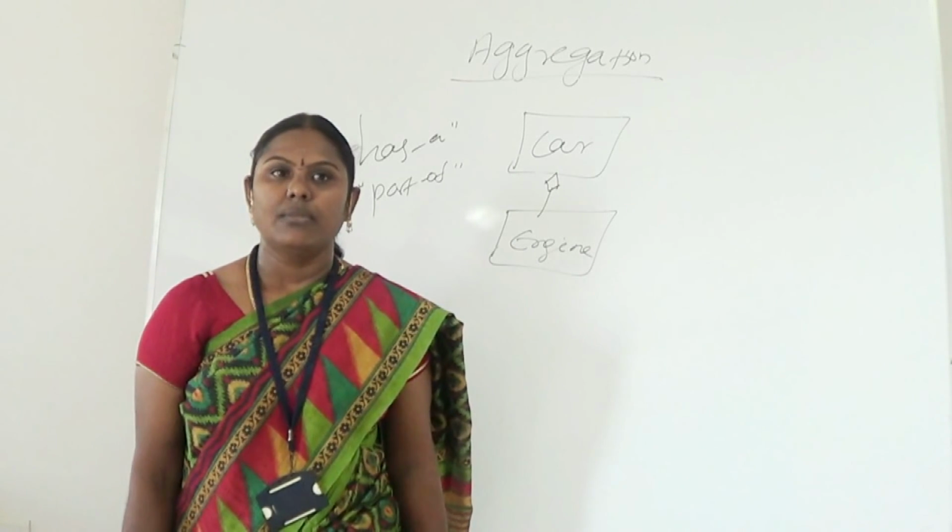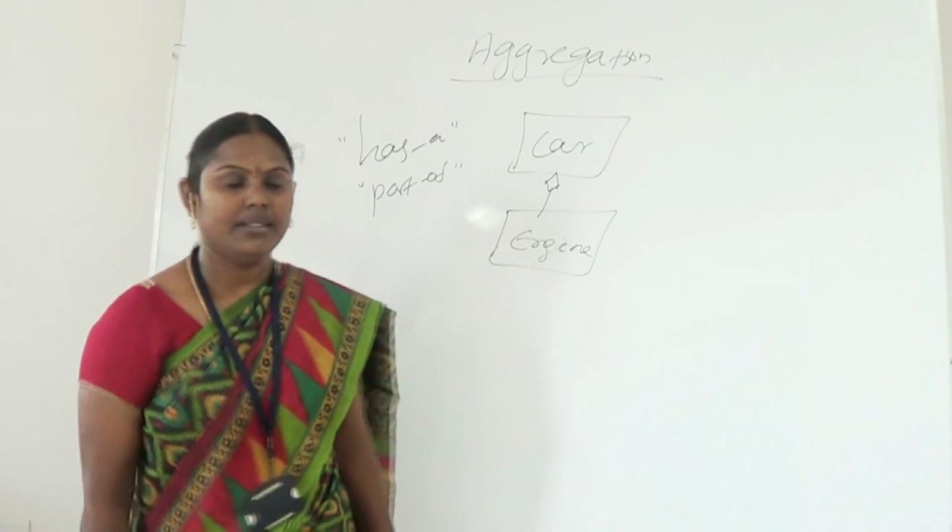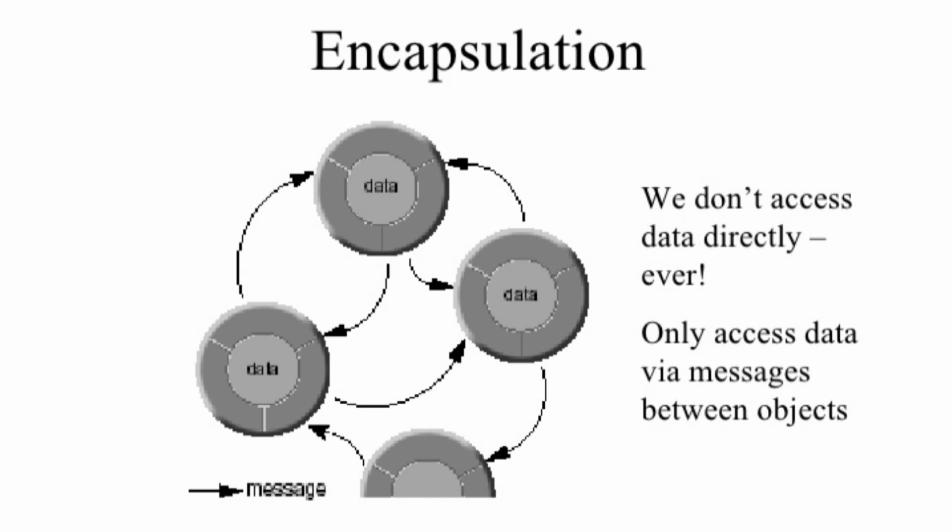And then encapsulation and data hiding. Encapsulation is the process of binding attributes and methods within a class. Through encapsulation we can achieve data hiding or information hiding, because it hides the internal details of the class from the outside. It permits access only through the interface. So this is encapsulation and data hiding or information hiding.